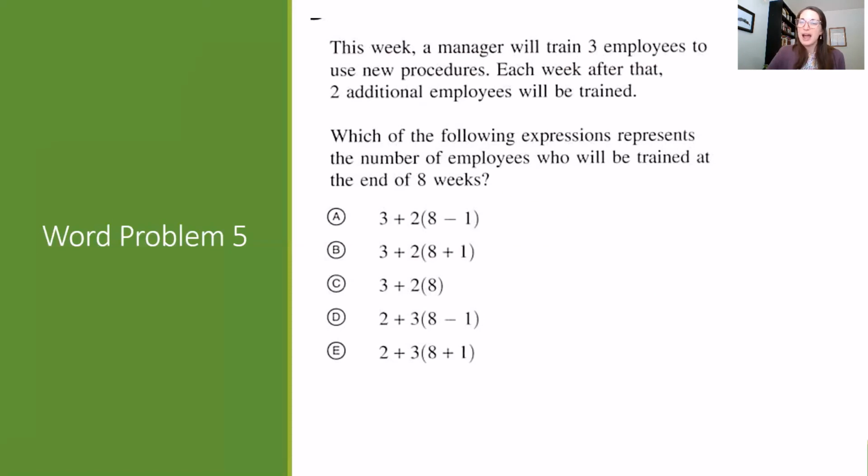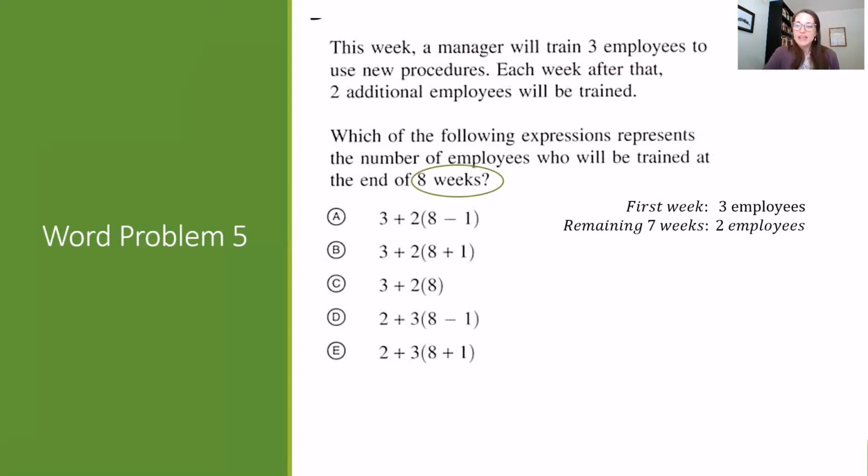All right, so we have these 3 employees in the first week, and then every week after that is just 2. So if it's 8 weeks total, that means the first week is week 1, and the remaining 7 weeks is week 2. So we need to start with those 3 employees and add on the other employees for the other weeks, which is 2 per week. Now, we know that there are 8 weeks total, but the 3 employees already marks that first week. So we really only have to account for the remaining 7 weeks to multiply by our 2 employees.